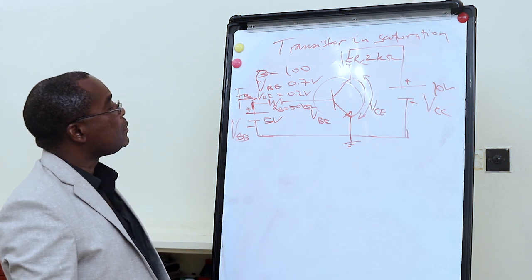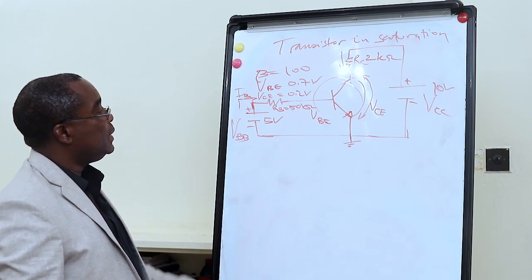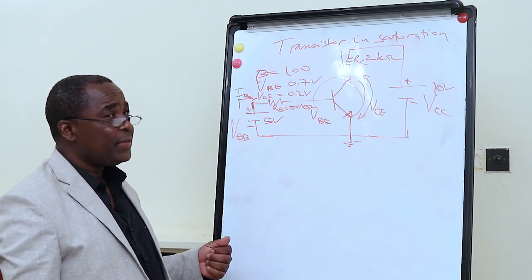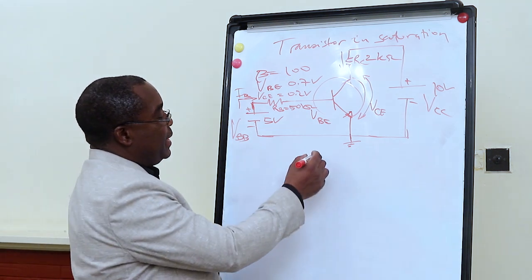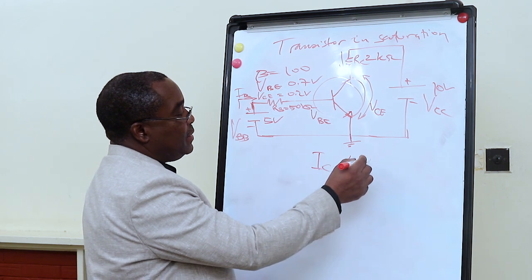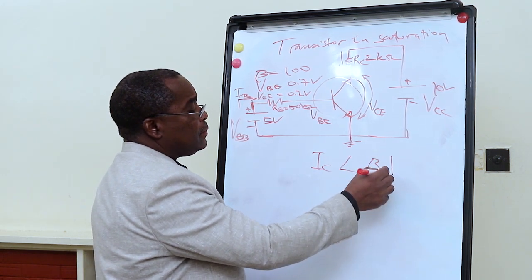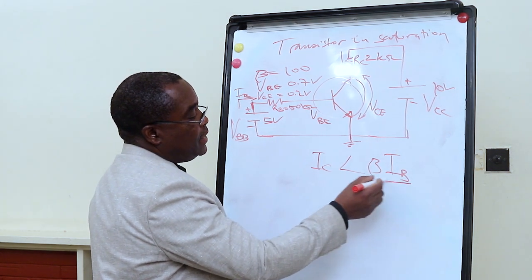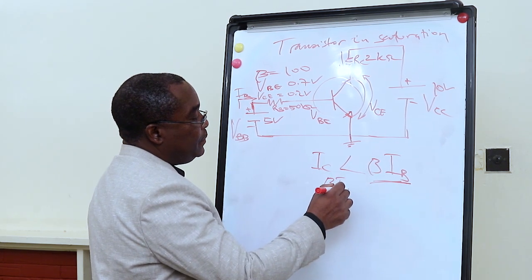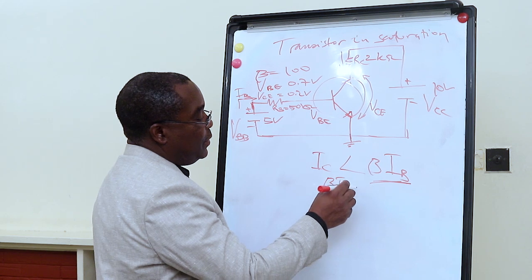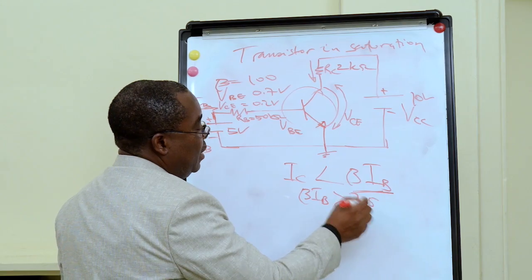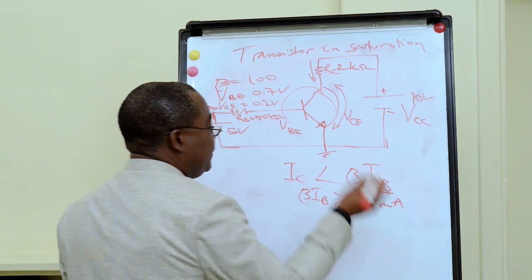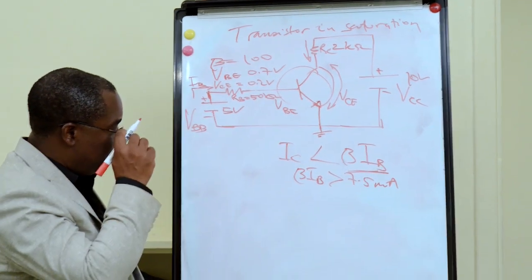So let's see. According to the graph, the output characteristic of a transistor we've seen, if IC will be less than beta IB, this one, beta IB, if it will be more than 7.5, then it will be in saturation mode. This is in milliamps, according to the graph and the first explanation.